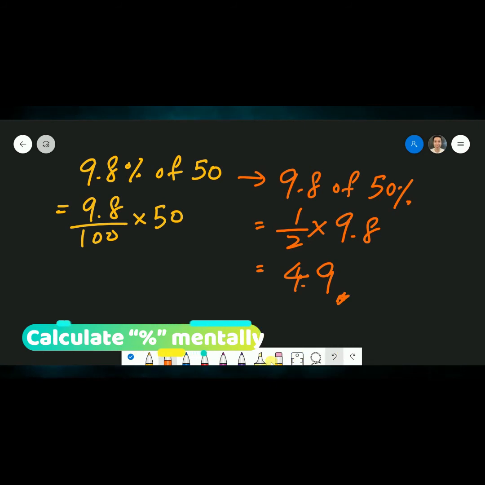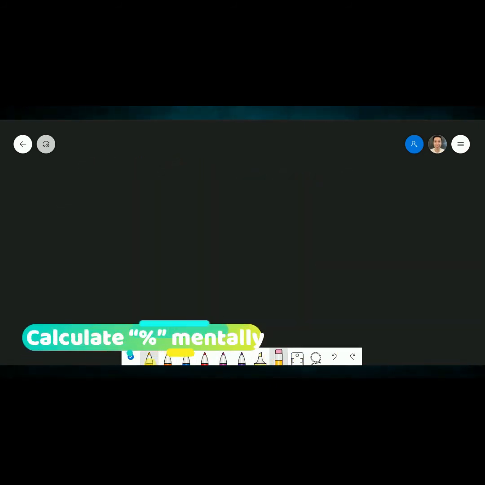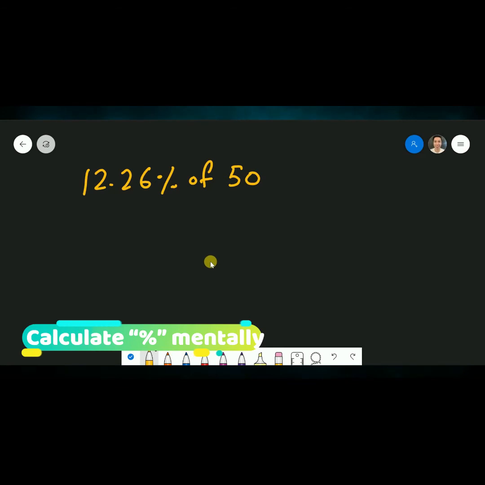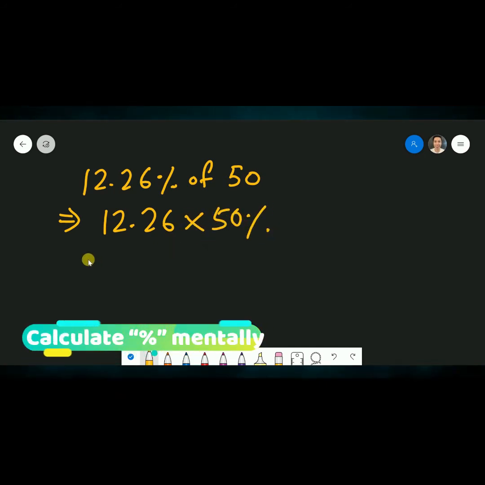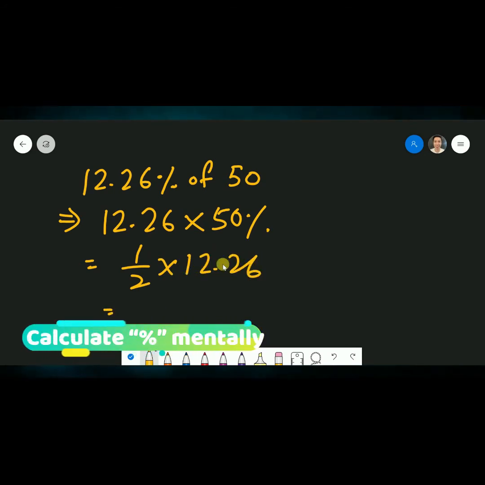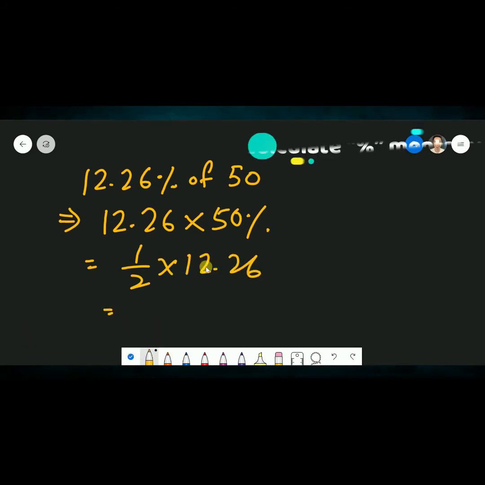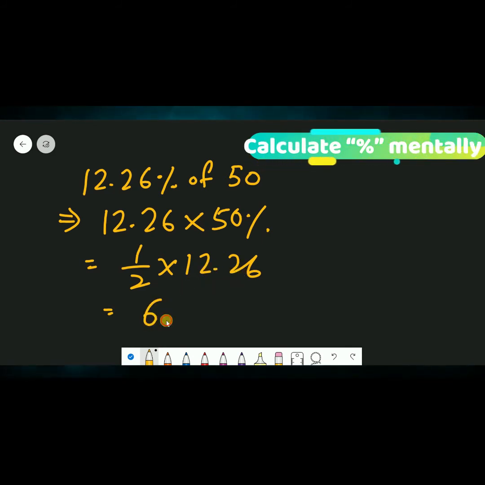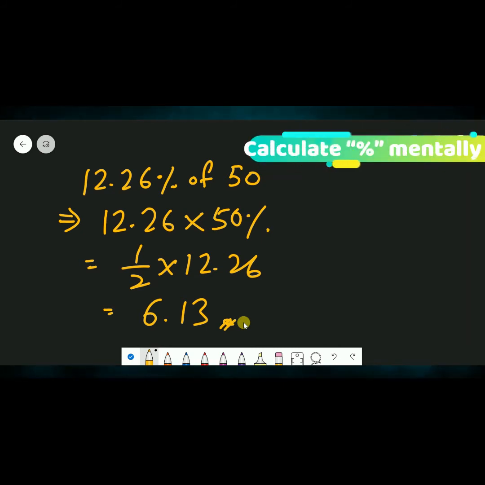So the next question, number 3. What if I have 12.26% of 50? Can you do it by using my way just now? Here we can write it as 12.26 times 50%, isn't it? And we know that 50% is 1/2 of 12.26. I believe this one you can calculate very fast, right? So half of 12.26 will be 6.13, right? If you use this way, you can get the answer even faster than any of your friends.